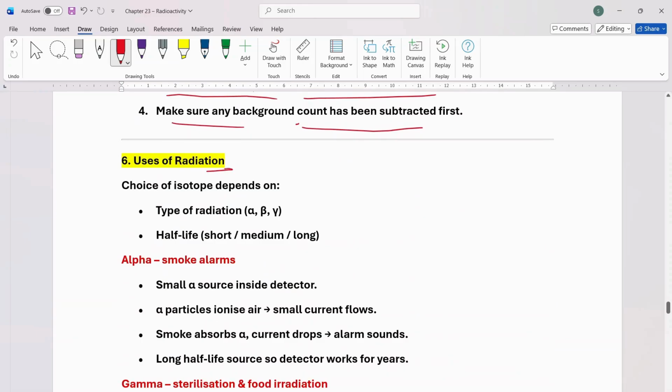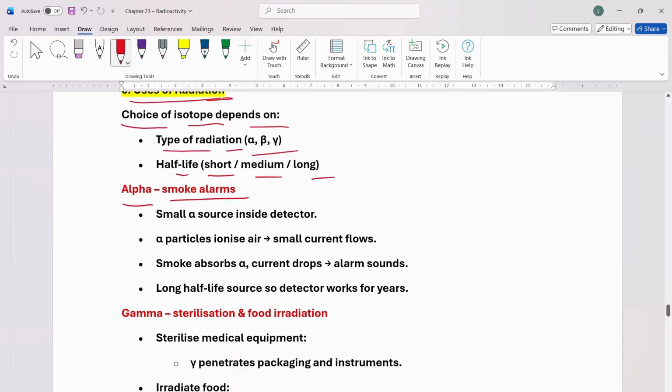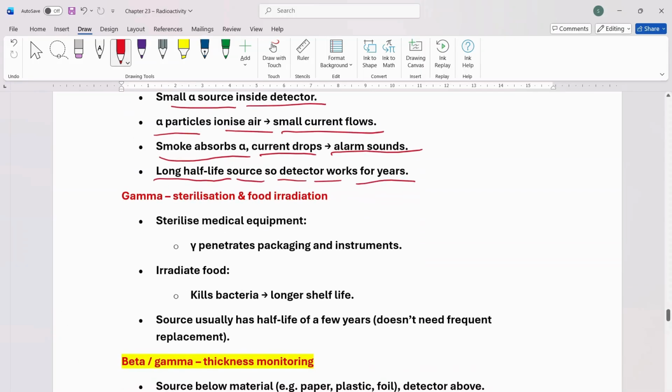Now let's discuss uses of radiation. Choice of isotopes depends on the type of radiation, alpha, beta or gamma, and half-life short, medium, long. Alpha is used in smoke alarms. A small alpha source inside the detector. Alpha particles ionize air, and a small current flows. Smoke absorbs alpha, the current drops, and the alarm sounds. Long half-life source, so the detector works for years.